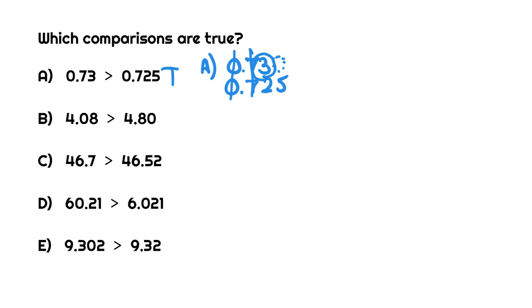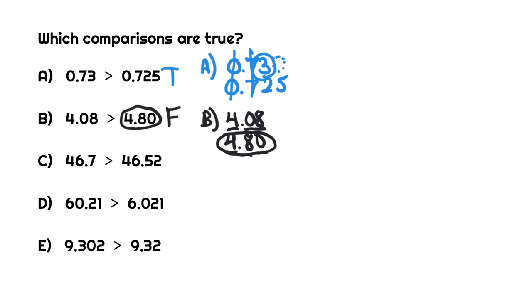So next, let's look at answer choice B. B is 4.08 and 4.80. This time I don't need to add any zeros because they already have the same number of digits. So we'll go chunks on this one. 4, 4, no help. 8, 80. 80 is more, and so looks like B is false.